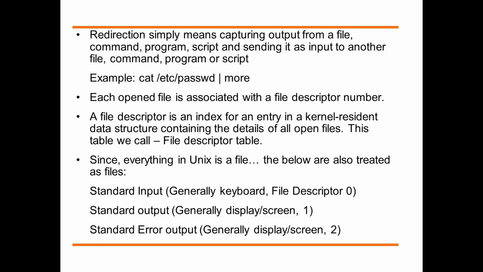Each of the files that we are working on, each of the things that we currently have open, will be under this file descriptor table. In short, everything in Unix is a file. For example, the below are also treated as files: standard input, standard output, standard error output. Standard input, the file descriptor number is 0, generally the keyboard. Standard output, the file descriptor number is 1, generally the screen. Error output, the file descriptor number is 2, generally again the screen.